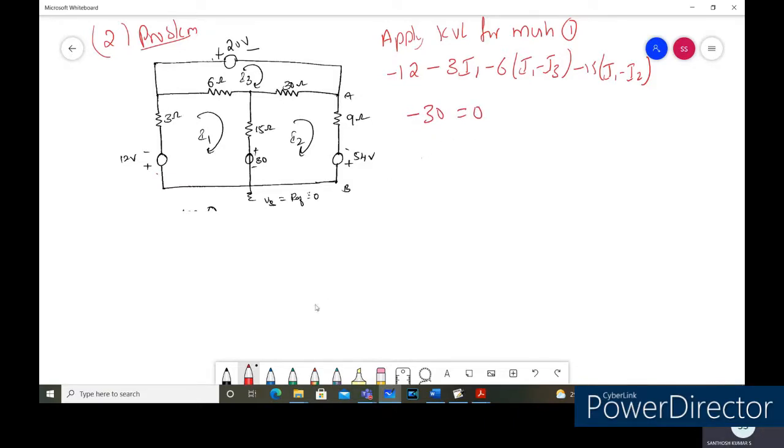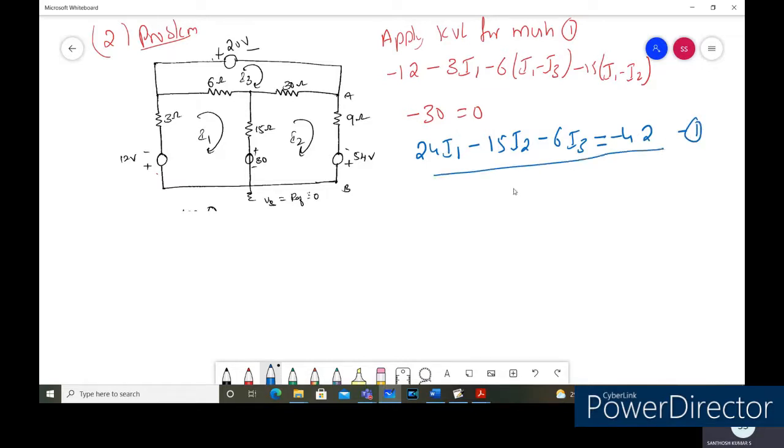Let us simplify this expression. Minus 12 minus 30 is there. In loop 1, it is 3 plus 6, 9, plus 15 is 24 ohms. So 24 into I1, minus 15 I2 for loops 1 and 2, minus 6 into I3 for loops 1 and 3, is equal to the two voltages, which is minus 42. We'll call this equation number 1: minus 42 volts.